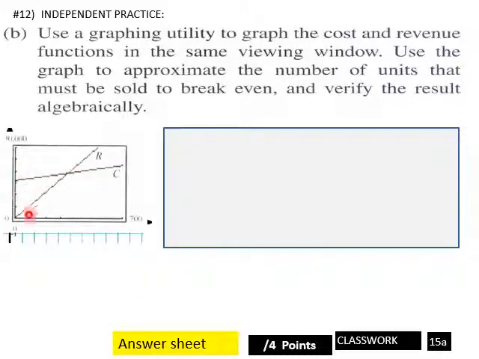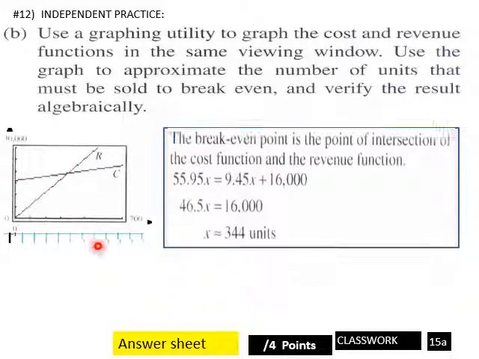Here's your revenue line, and here's your cost line. So that would be your break-even point, the point of intersection of the cost and the revenue function. So 55.95x equals 9.45x plus 16,000. And when you solve for x, you get 3.44 units. So it'd be 3.44 here, at whatever dollar amount that is, I'm not sure what that would be. So when x equals 3.44, it would be 16,000. So this would be your 16,000 here.